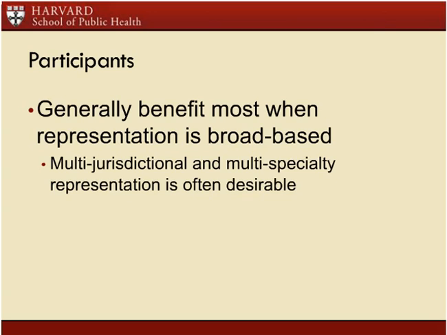So multi-jurisdictional, multi-specialty representation is desirable, even though it's hard to do. It's, again, hard to get all these people together. No one has unlimited time. Sometimes it's expensive for backfill for certain public safety and other personnel. But whenever possible, broad-based representation, lots of different types of specialties, lots of jurisdictions that are adjacent to one another are really a good idea.